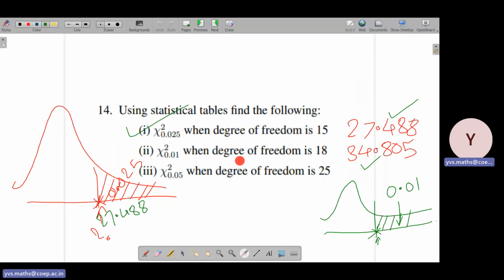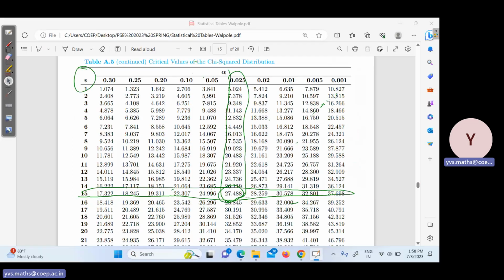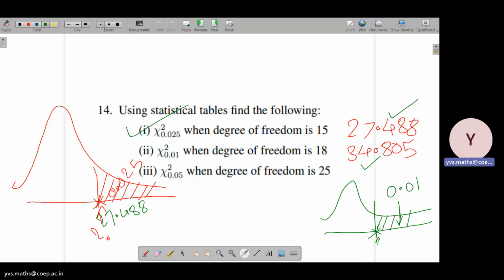Similar is the case with the second question. Chi-square 0.01, when degrees of freedom is 18, you have to find. So let's again go to the same table. For 18 degrees of freedom, let me highlight this row, and for 0.01 it is 34.805, the value of intersection. So in the graph of chi-square distribution, after 34.805, your right-hand side area is 0.01 for 18 degrees of freedom.